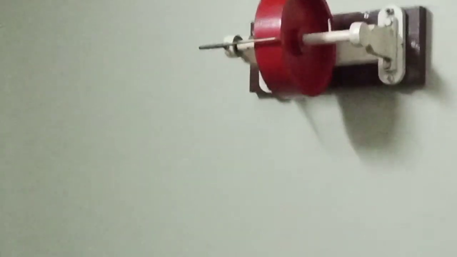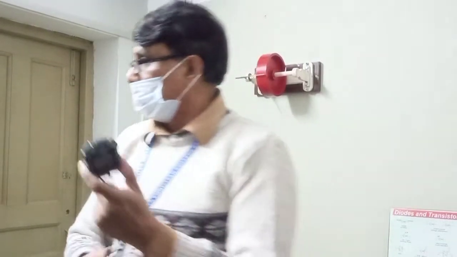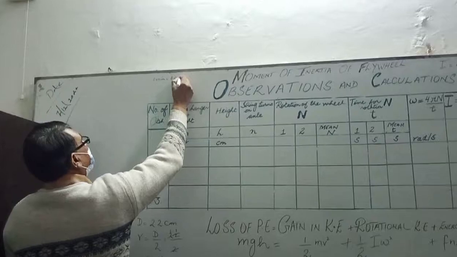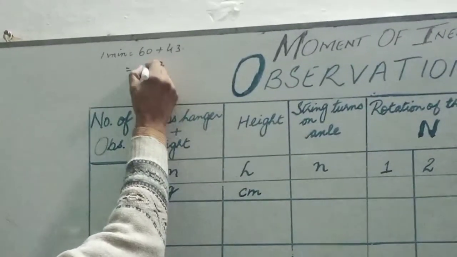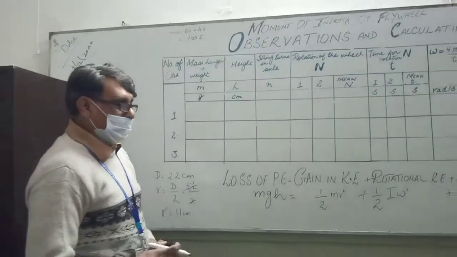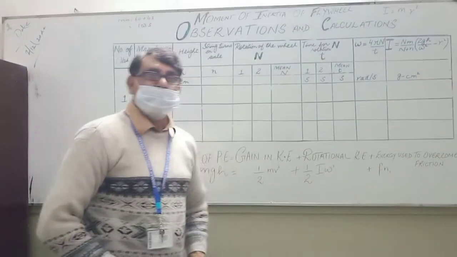Now I have stopped the stopwatch. You can see the time on this stopwatch. This is 1.43. We already know 1 minute is equal to 60 seconds, and when I add some more, it would be 103 seconds. So we have taken the first observation.